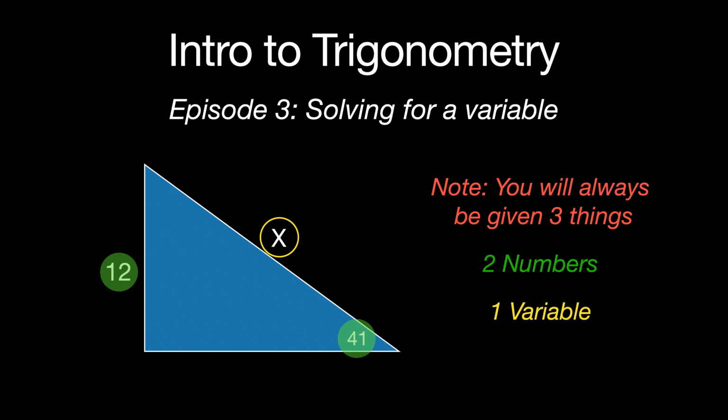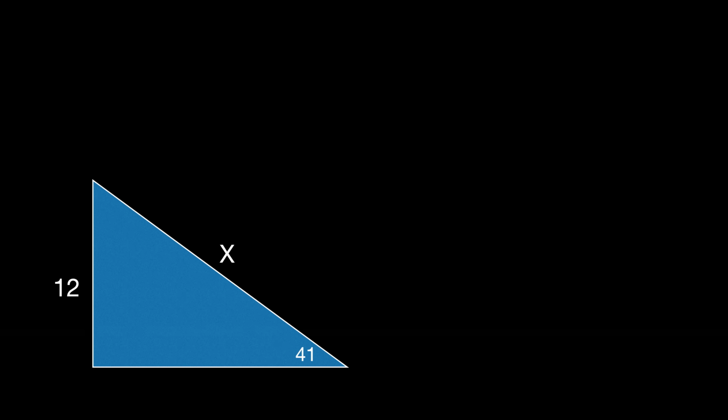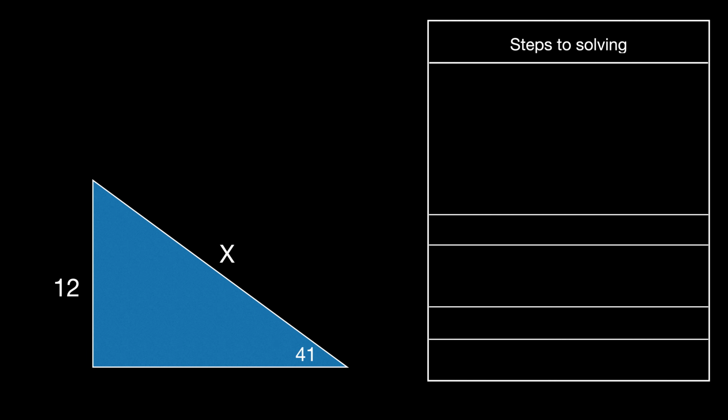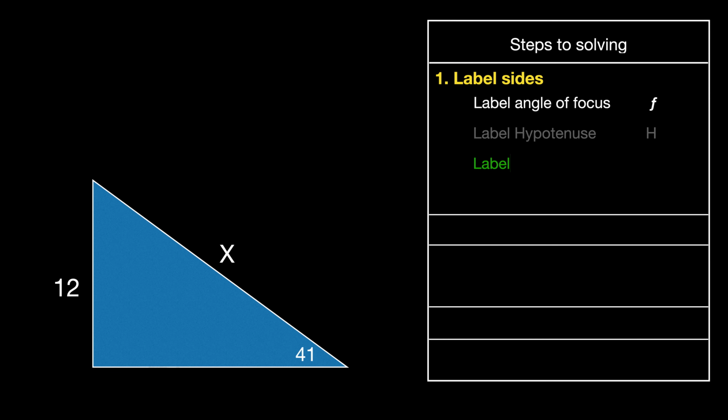But it's actually a very easy way to do it if you follow all the correct steps and label the sides correctly. So let's go ahead and find x in this triangle. Over here on the right, these are our steps to solving. Our first step is we're going to label our sides. In order, first label the angle of focus, represented by F. Then label the hypotenuse, represented by H. Then label the opposite side of the angle, O. And then label the adjacent side, A.